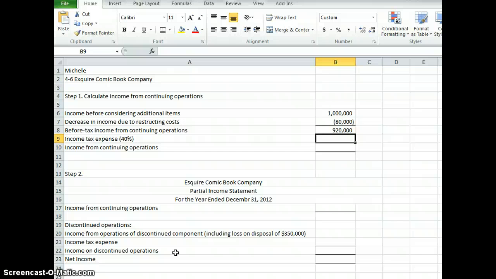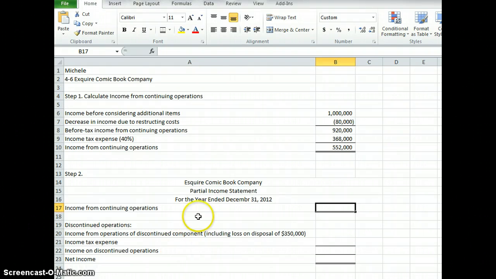It tells us that our tax expense is 40%. So 920 times 0.4 gives us an income tax expense of $368,000. And to get to your final number, which is income from continuing operations, you have to take away your taxes. So $920,000 before tax income minus income taxes of $368,000 leaves us with an income from continuing operations of $552,000. That's our starting point for our income statement.